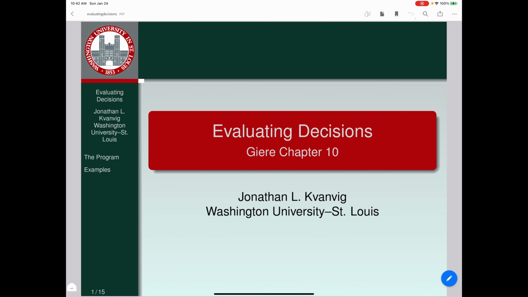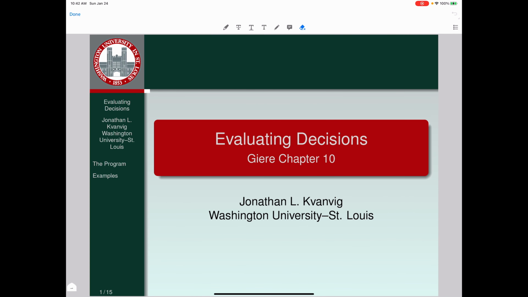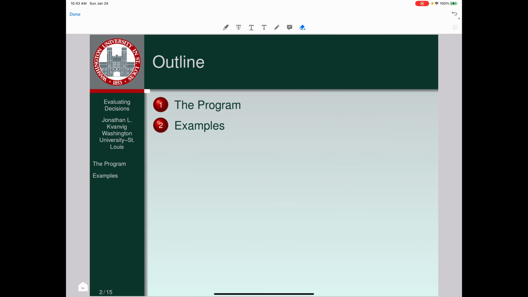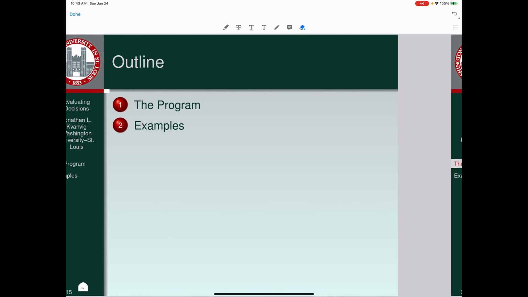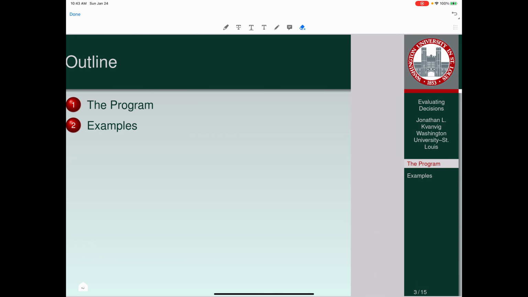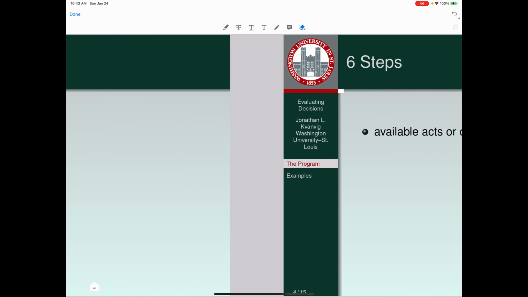So the first thing we want to do is see how to use the Giere program, how to use the material that we have learned to this point, summarize it in terms of a program to follow in evaluating decisions, and then give an account of what to do and why to do it based on the kind of decision matrix we've been constructing throughout our decision theory discussions. So first we're going to look at the program very quickly and then evaluate it, use it with a couple of examples.